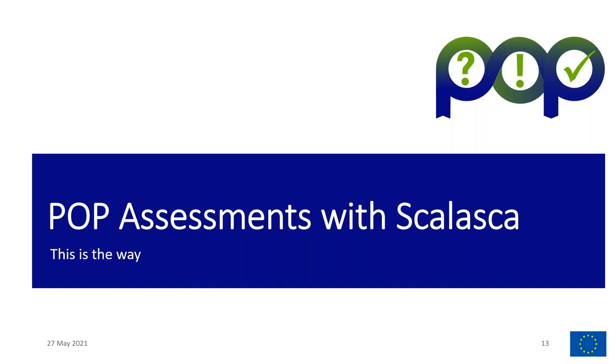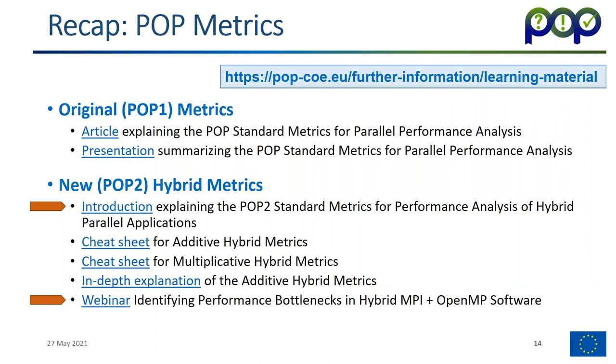Just as a repetition, I can't go into details here. There's a set of POP metrics developed by the POP project. You find all the information on the URL on the top right. A first set of metrics was developed, which were basically for MPI, in the first phase of the project from 2015 to 18. And now in the second phase of the project, in the last basically 2.5 years, we developed an enhanced methodology for hybrid metrics. And you find all the things here.